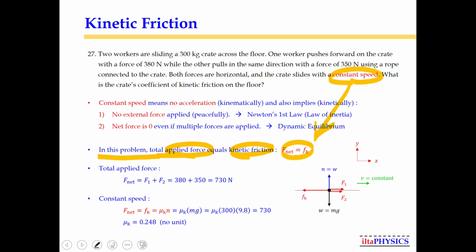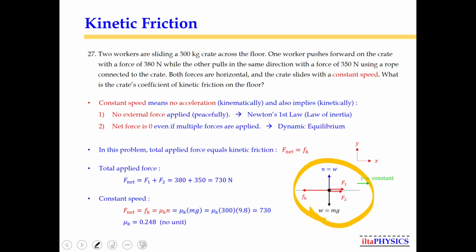All right, let's draw a free body diagram for this motion. We'll set up a coordinate system and assume the crate is moving to the right. Let's think about all the forces acting on the crate. The weight of the crate acts downward, and a normal force of the same magnitude acts upward. To the right, we have the forces F1 and F2 applied by the two workers.